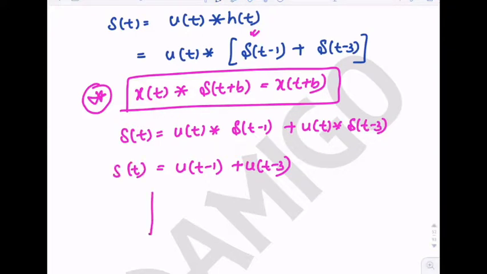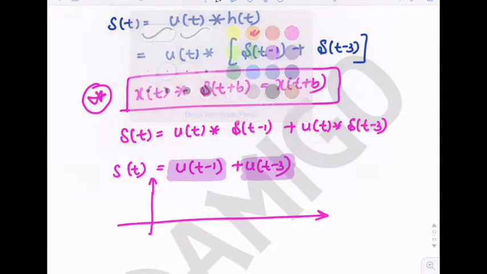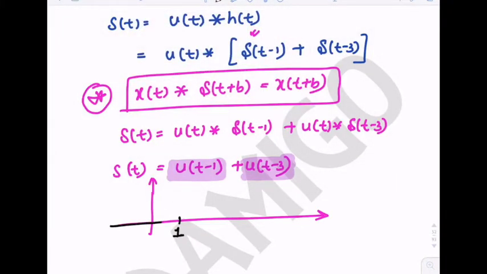Okay, now if we plot st, then we can see that this term will start from t equal to 1 and this term will start from t equal to 3. So at t before t equal to 1 this will be 0. At t equal to 1, u(t minus 1) will start giving the value 1.0, and from t equal to 3 this will also give us 1. So from 3 the value will be 2.0.